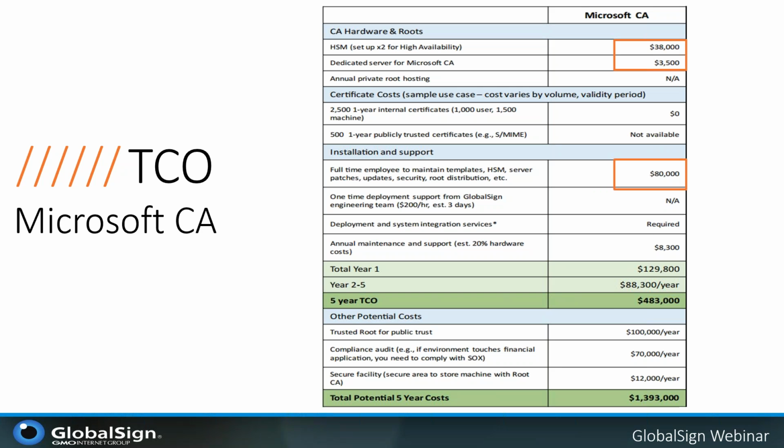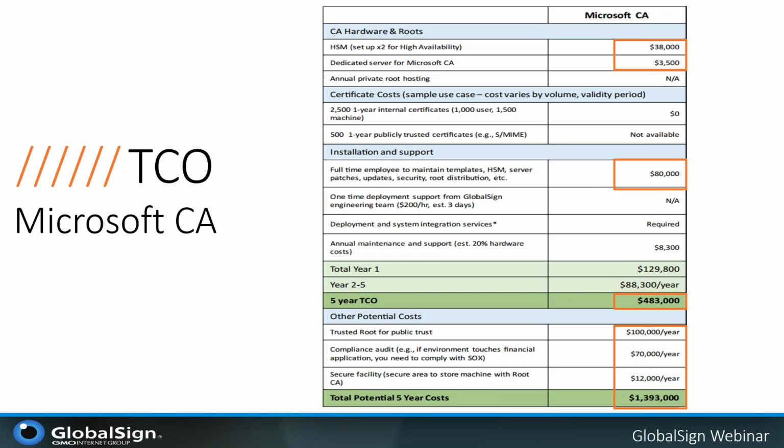And then finally, that brings us to that 5-year total cost of ownership. And as you can see, although you aren't paying for certificates, the overhead and management of that Microsoft CA can actually end up being quite a bit higher than initially expected.